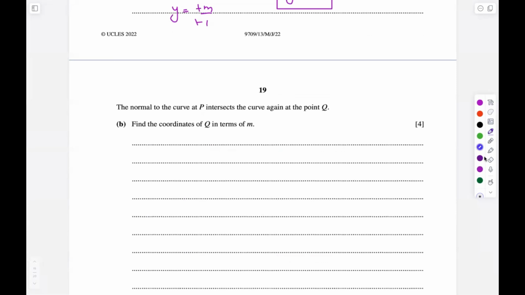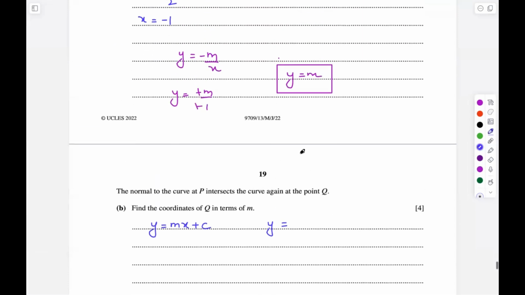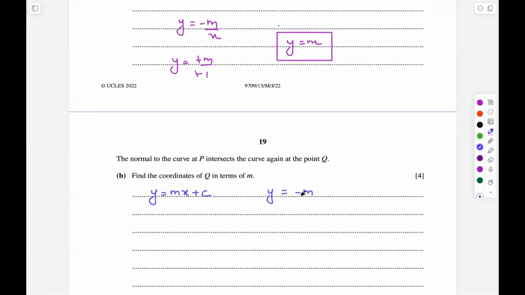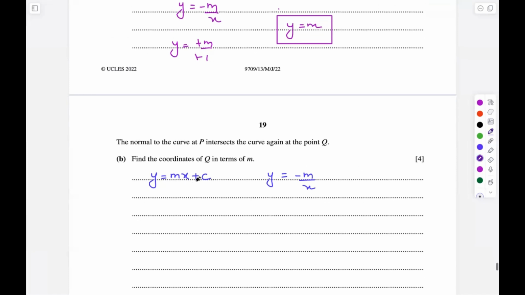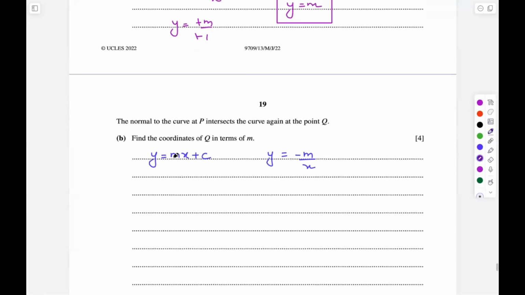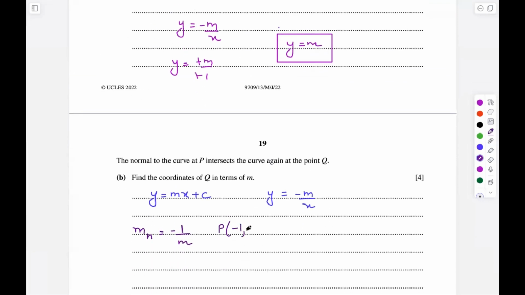In part 2, it says that given the normal to the curve at P intersects the curve again at the point Q, we have to find the coordinates of Q in terms of m. Now, the equation of the tangent was y equals mx plus c, and the equation of the curve was y equals minus m upon x. Now, for the gradient of the normal, as the gradient of the tangent is m, the gradient of the normal will be negative 1 upon m. It is passing through the point P.